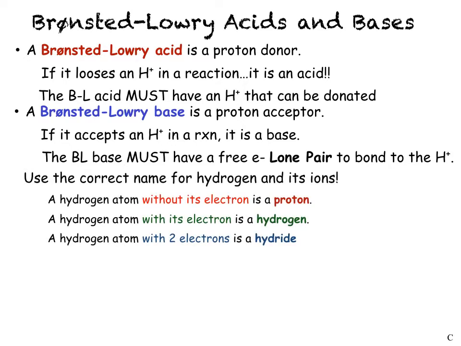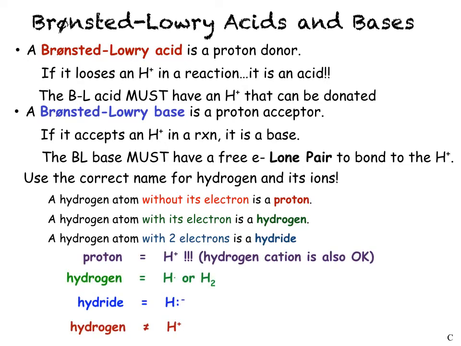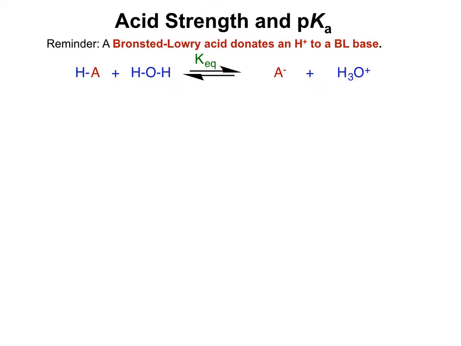And we need to use the correct names when we're talking about the hydrogens here. A hydrogen without its electron is a proton. So we've been talking about proton reactions up above. These are proton transfer reactions, but we have to call them a proton. They're not a hydrogen. A hydrogen atom is a hydrogen with its electron. This is a neutral species, not an H+ species. This is a hydrogen. Also, a hydrogen is H2, the molecular hydrogen. A hydrogen atom with 2 electrons is a hydride. This is going to be negatively charged. So keep these in mind. Proton, H+; hydrogen, H dot or H2; hydride, H with 2 electrons and a negative charge.